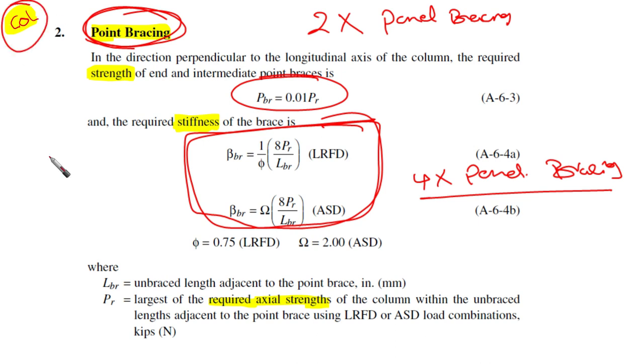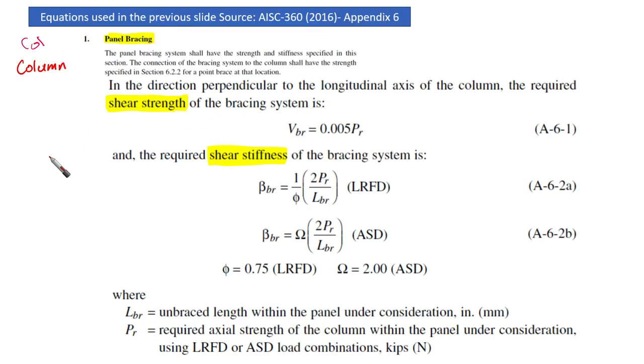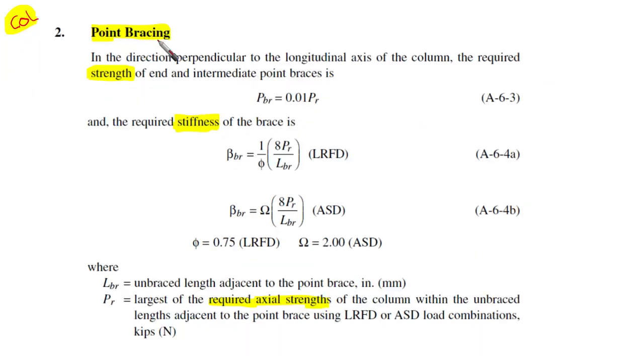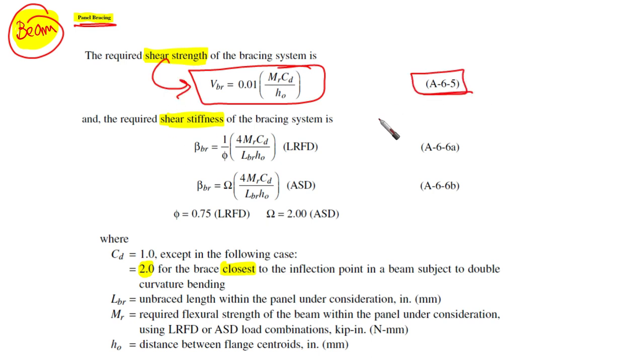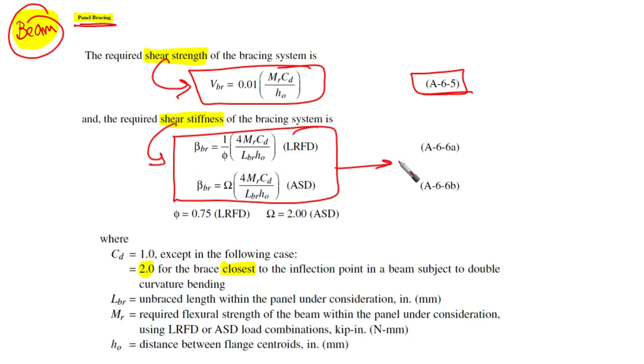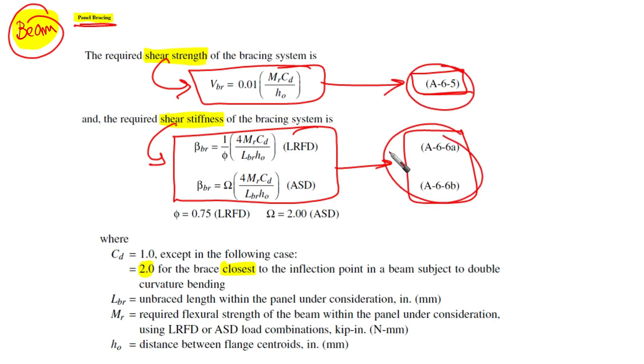Now let's provide the same two slides. Here we were talking about column, panel bracing, column, point bracing. Now let's do it for the beam. So we're going to have beam, panel bracing, and we're going to have two equations, one for shear strength, which is 6-5, and one for shear stiffness, which is 6-6. Okay, so we have the equations here. This is for panel bracing.